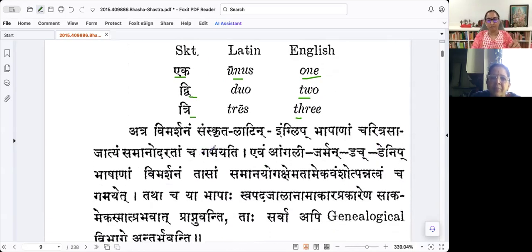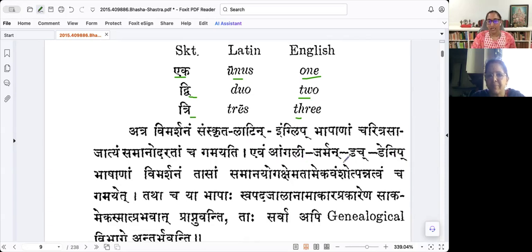Atra vimarshanam Sanskrit, Latin, English bhashanam charitra sajatyam. There should be a historical similarity. Samana udaratam cha gamayati. There should be a similar time frame also somewhere. There is some kind of samana udaratam. Udaratam means coming from the same stomach. Same source.